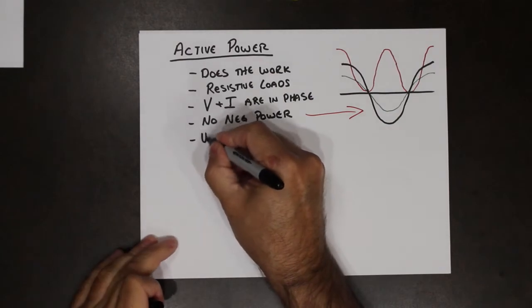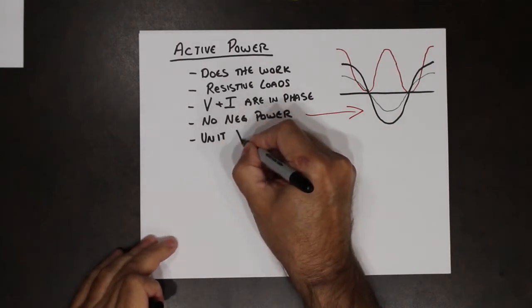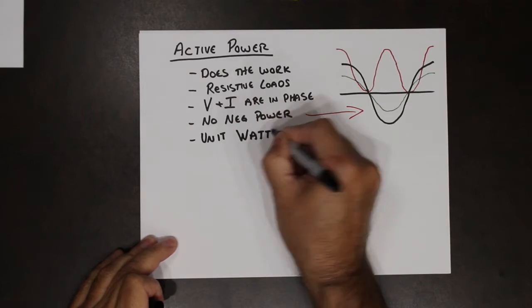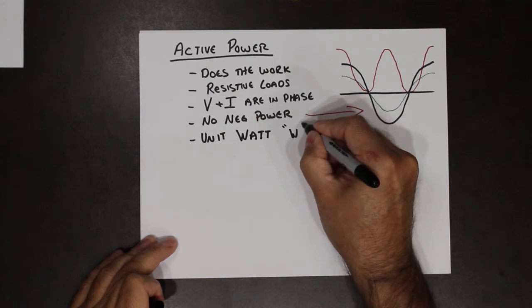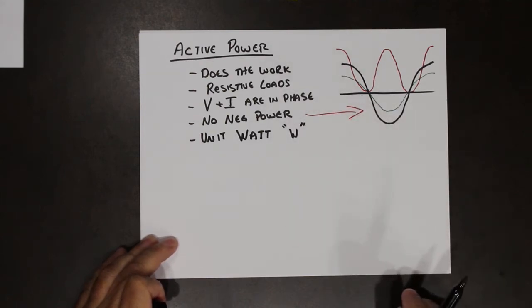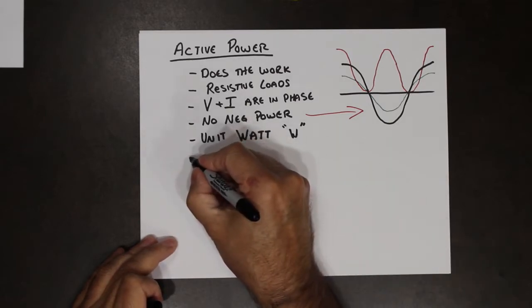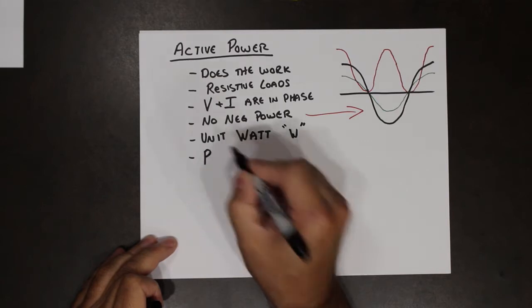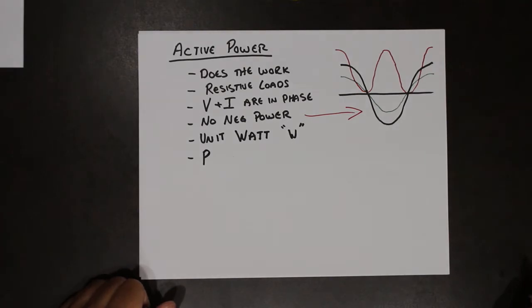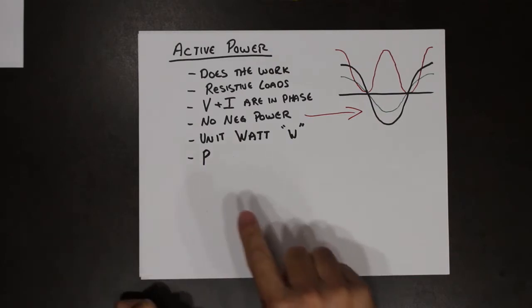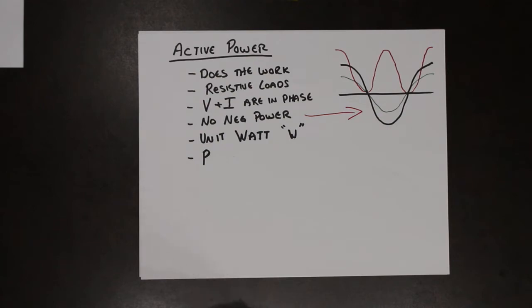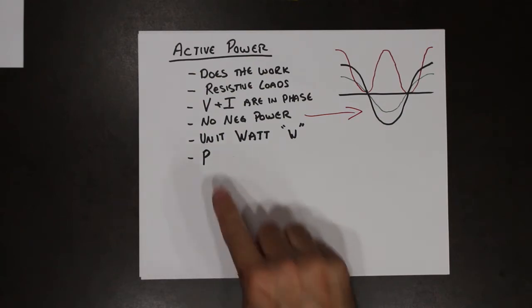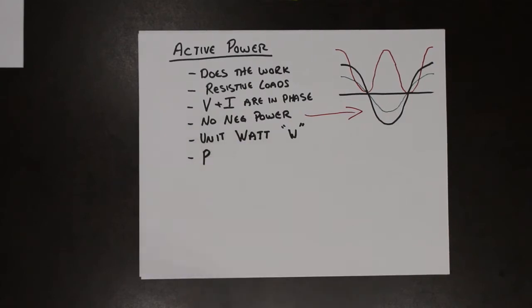The unit is the watt, and the symbol for watt is W. The symbol for power is the letter P. In some books, we'll see different symbols being used, but in our case, and what we use in our textbook, is the letter P. I'll talk about some of the other symbols as we go along.